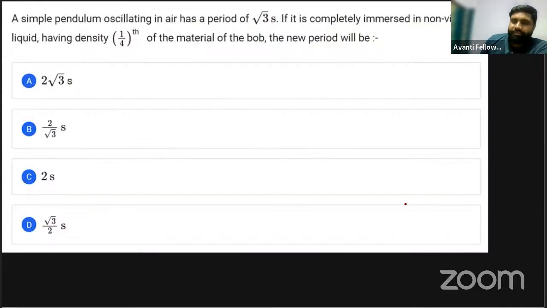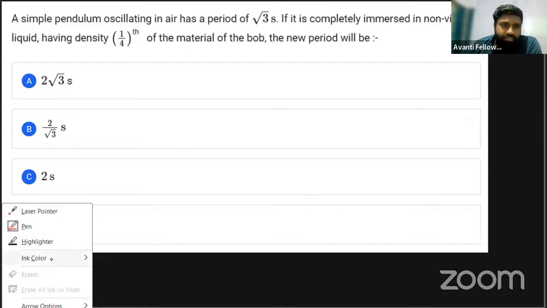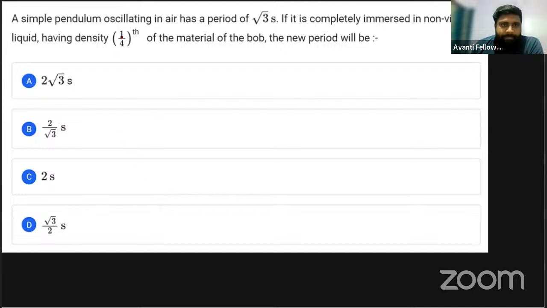Now do this. I have just discussed this concept with you. Try to apply it and get the answer. A simple pendulum oscillating in air has a time period of root 3 seconds, and if it is completely immersed in a non-viscous liquid having density 1 by 4th of the material of the bob, the new time period will be. Why is he saying non-viscous? Because if the liquid is viscous, you have to consider the viscous force also.